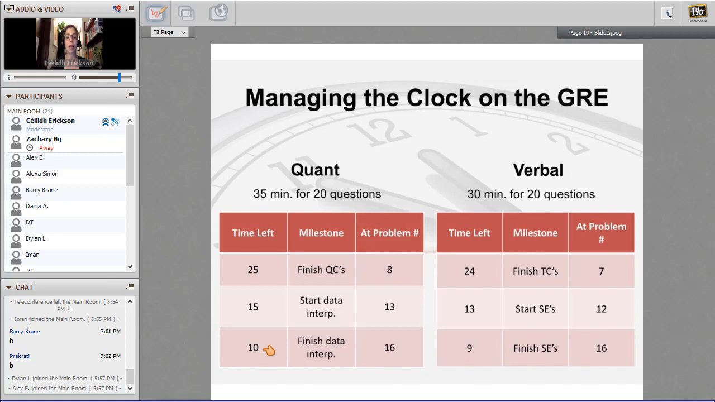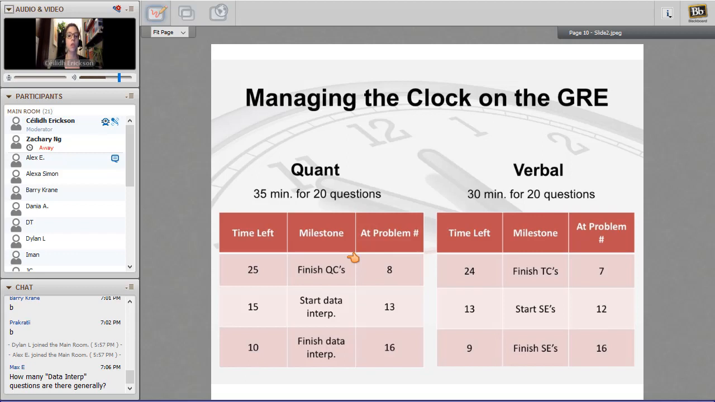Instead of looking up at the clock at random and trying to guess whether you're ahead or behind, what you want to do is know where you stand. At any given point, are you ahead, are you behind, and know exactly when you're supposed to look at the clock.